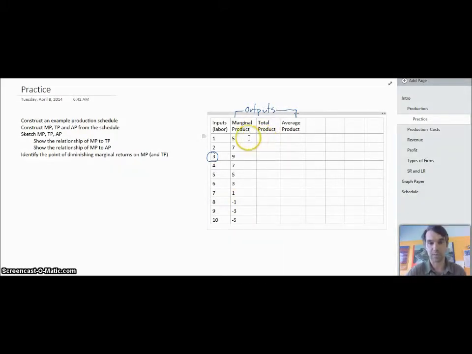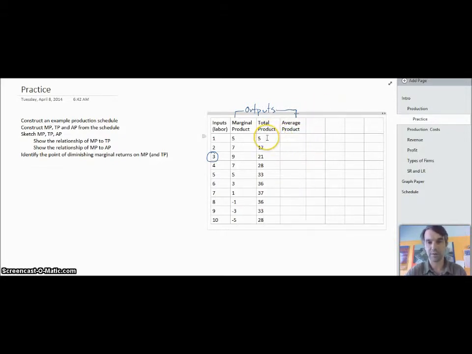Total product is easy. We just add marginal product to the previous total product. There's no total product here, so marginal product plus 0 is 5. 7 plus 5 is 12. 9 plus 12 is 21. So up until now, we can see that total product has increased. It increased by a fast rate and then a slower rate, but in all cases it increased. From here forward, we'll see it decrease. 37 plus minus 1 is 36. Plus minus 3.